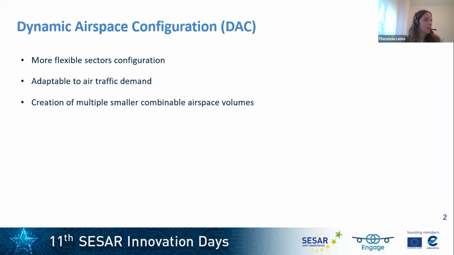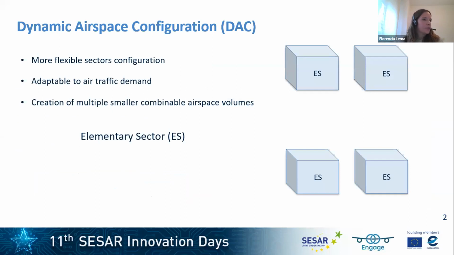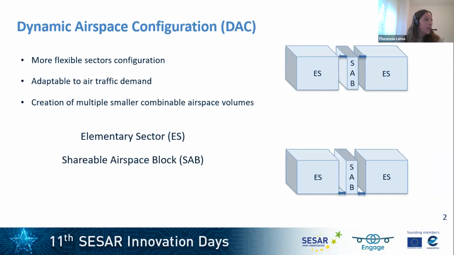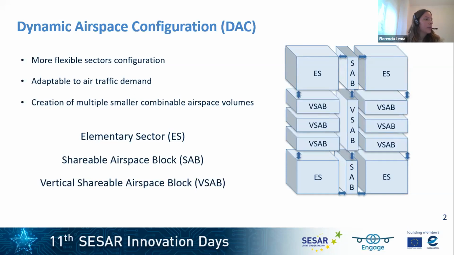These airspace volumes are the following. First, we have elementary sectors, which are 3D workable sectors that cannot be split into smaller workable sectors. Then we have shareable airspace blocks, which are non-controllable sectors that need to be attached to any adjacent elementary sector in order to become controllable. And finally, our third volume, vertical shareable airspace blocks, are a similar concept to the previous one, but in the vertical plane, and they usually cover from 1,000 to 4,000 feet.